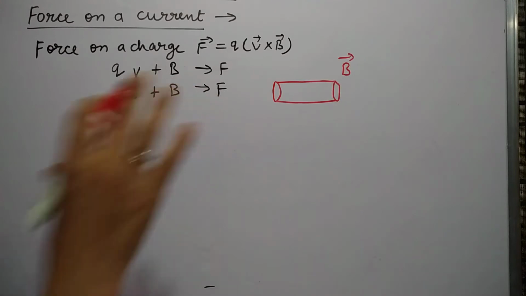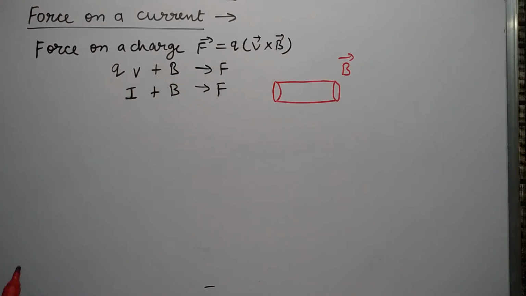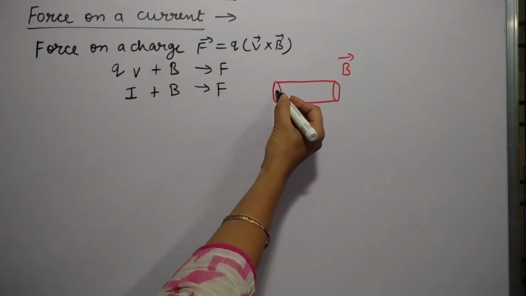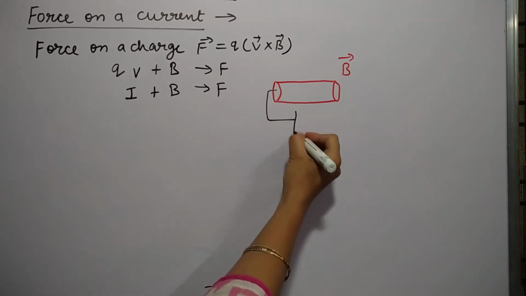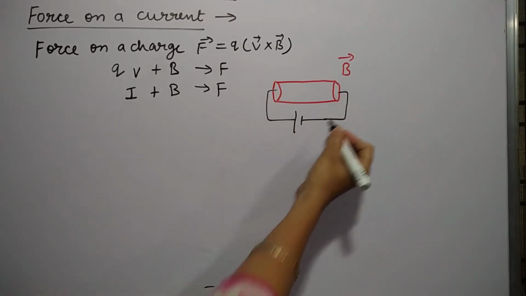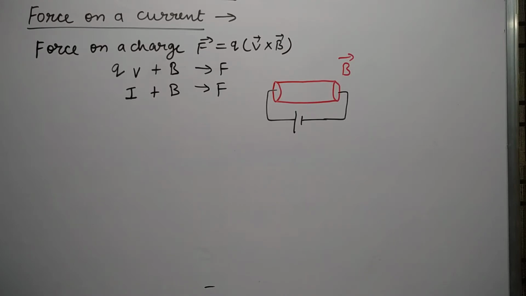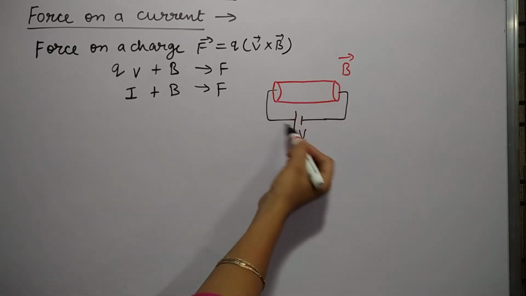So magnetic field B is present, and why is current present? So we need to show a battery, because current flows due to a battery connected to it. So suppose a battery is connected. Now first of all take the reference of the unit current electricity. How is the current formed due to the battery?